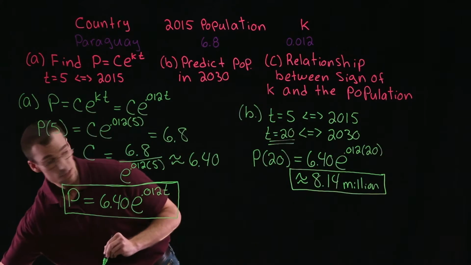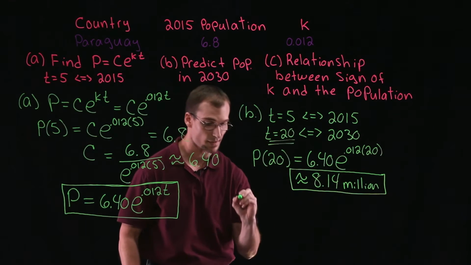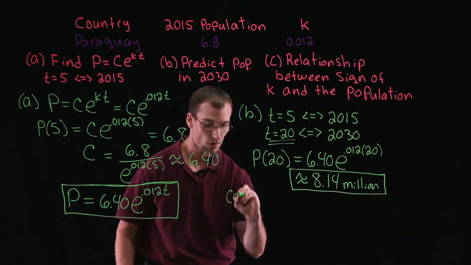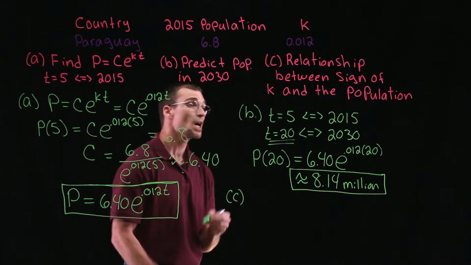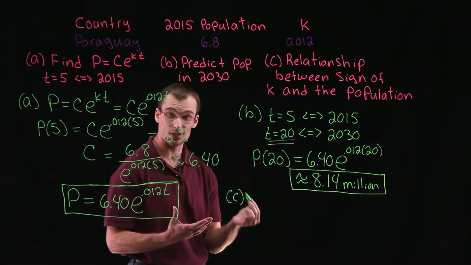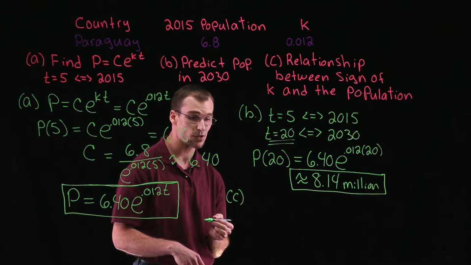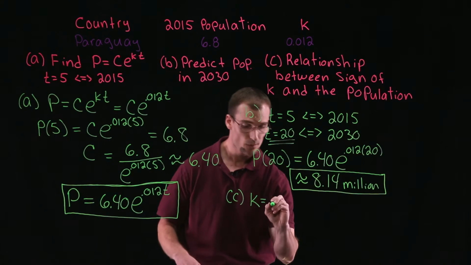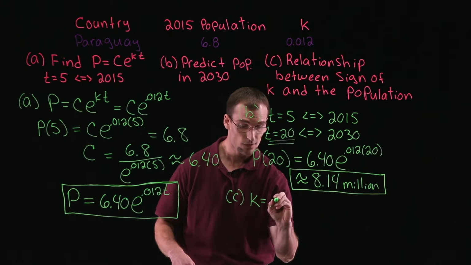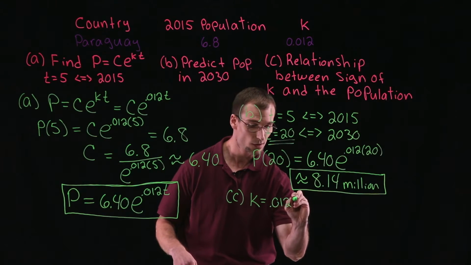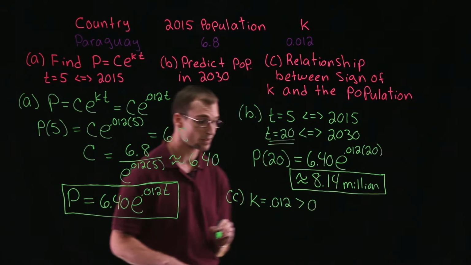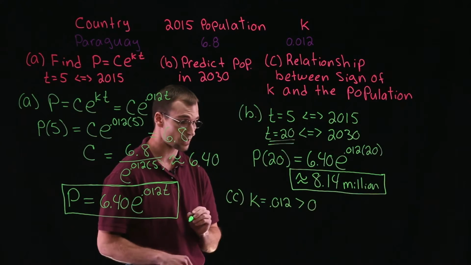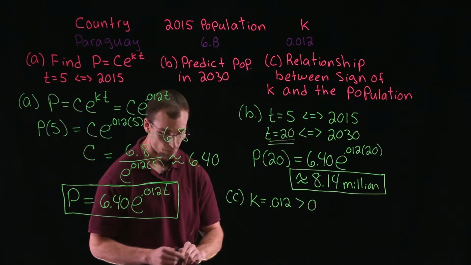Now lastly, we're going to take a look at C. We want to discuss the relationship between the sign of k and the population. For starters, k is positive 0.012, so the sign of it, positive or negative, is positive. Now, what does that have to do with the population?